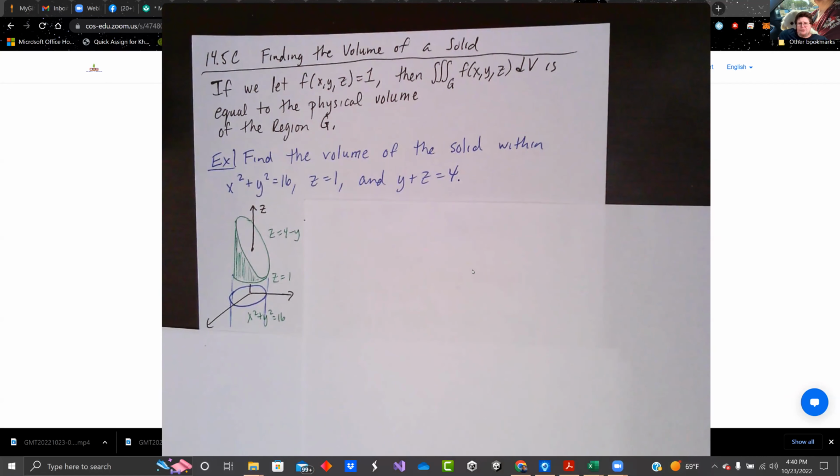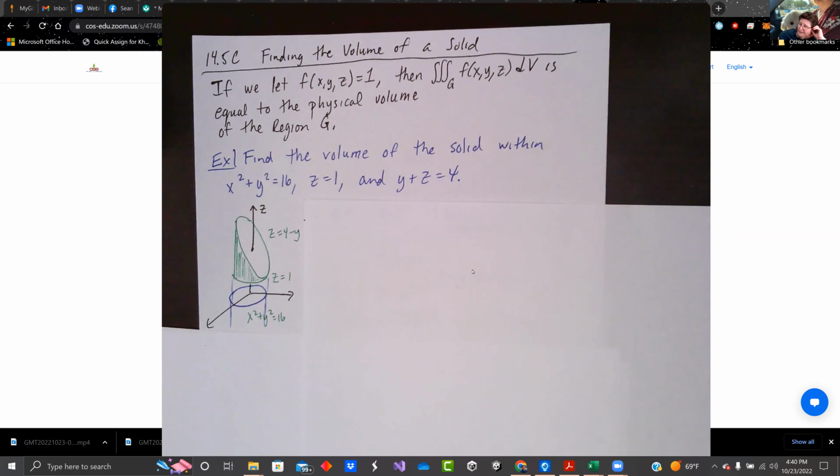Welcome back, everybody. We're still working with triple integrals. We can use triple integrals to find volumes of a solid if we just let the function equal 1. That goes in the triple integral. For the solid, we need to have the equations that set it up, but we can do that.